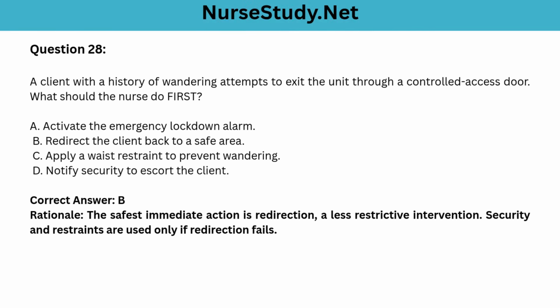Correct answer: B. Rationale. The safest immediate action is redirection, a less restrictive intervention. Security and restraints are used only if redirection fails.